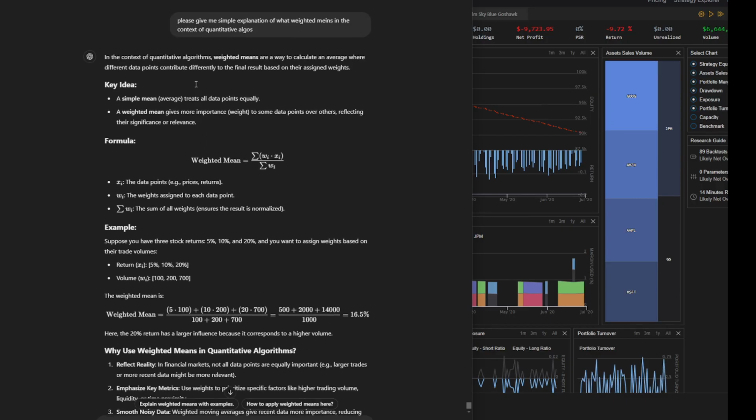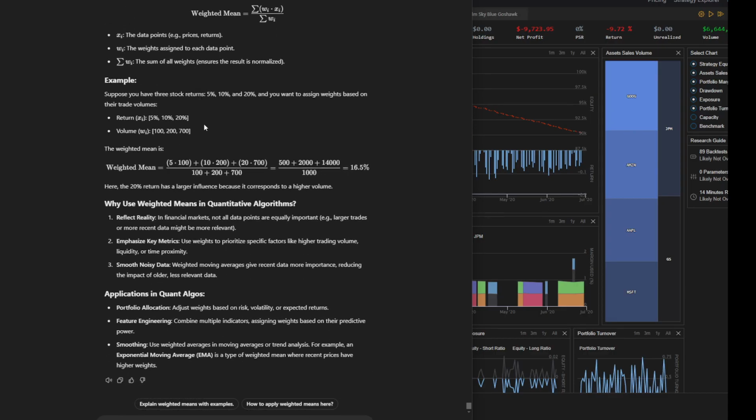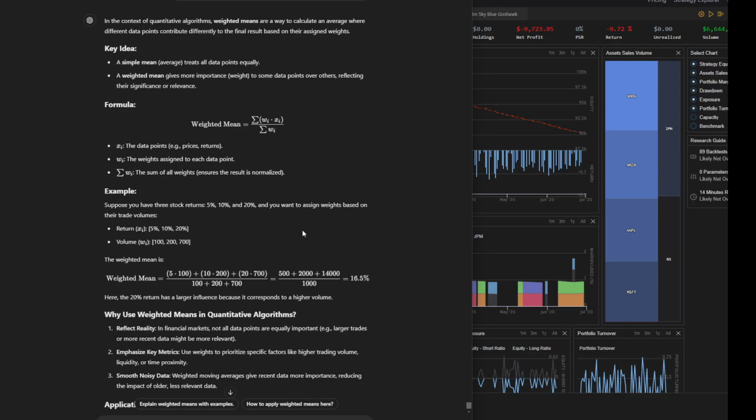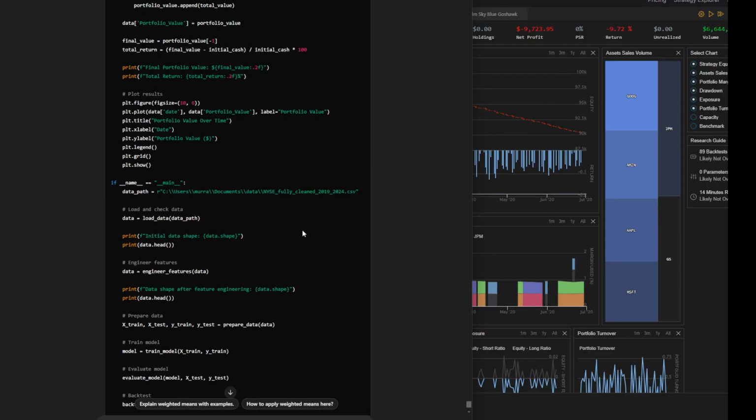And I was also asking it what weighted means. Basically, it adds more importance to certain parts of your data. A simple example is that an exponential moving average is a type of weighted mean where recent prices have higher weights. So there we go, learn something new every day. An EMA is a weighted mean. So we could be using things that are weighted all the time. That comes up very often.